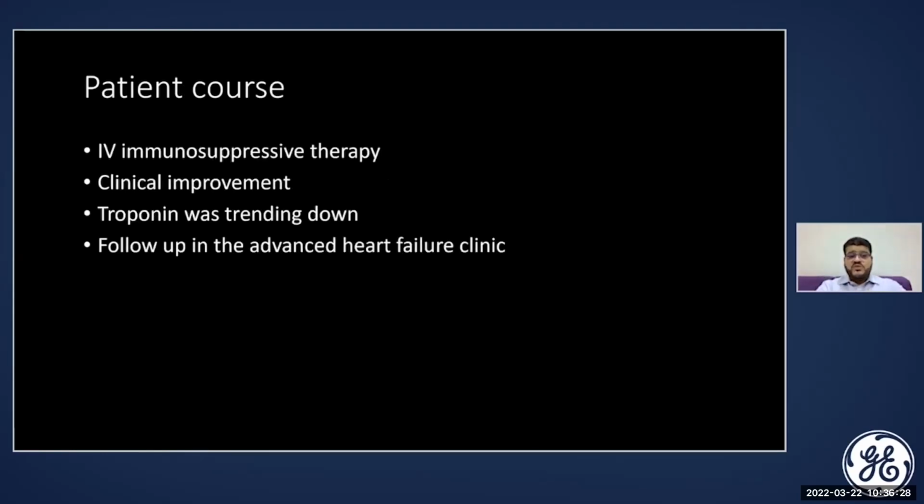So what we did with this patient, knowing that she has ongoing inflammation, we started immunosuppressive therapy, IV immunosuppressive therapy, and thankfully, she got much better. We have evidence of clinical improvement. She started responding to diuresis. Her signs of low cardiac output improved, and her troponin was trending down. Therefore, we removed her from the urgent transplant list.